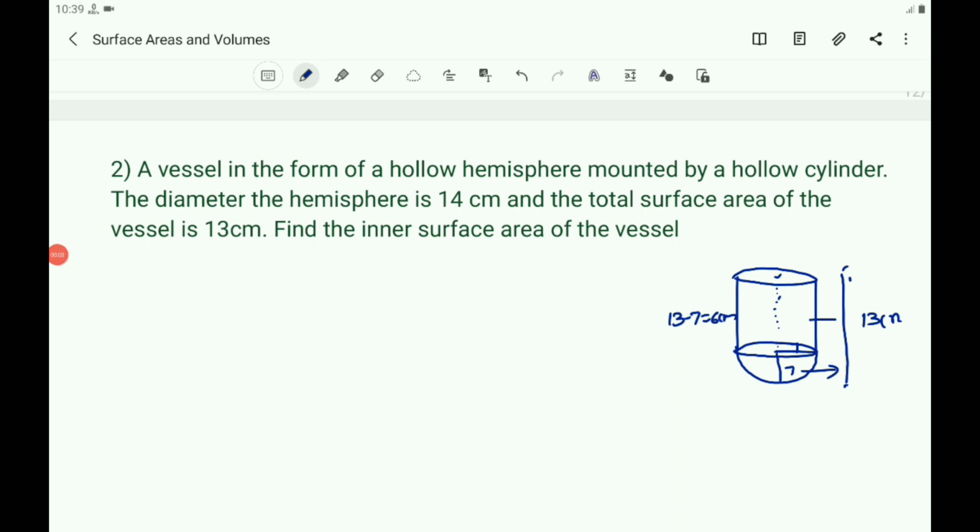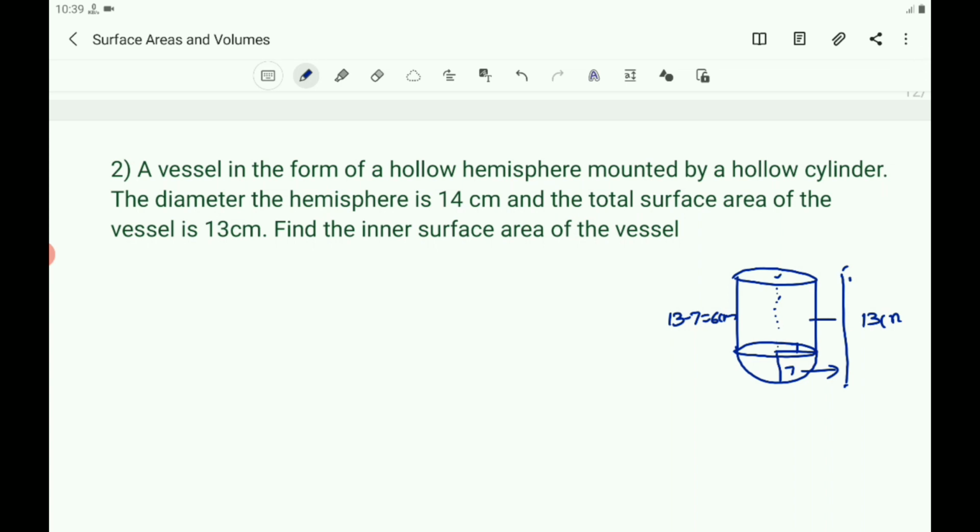Here the total surface area of the vessel is the sum of the area of the cylindrical portion plus the area of the hemispherical portion. So we have to find the surface area of the hemispherical portion and the surface area of the cylindrical portion. You can get the surface areas separately and then add them, or otherwise, by writing the formula together with the sum, you can find the total surface area. That is left for you, whichever is convenient. You can follow that method.